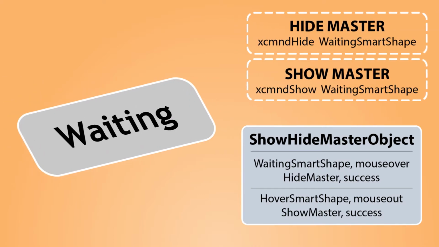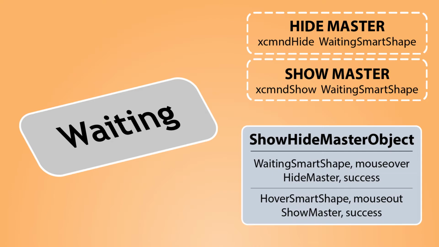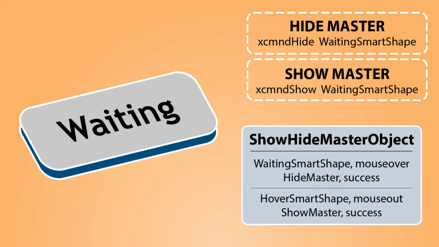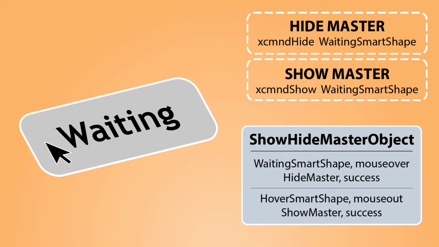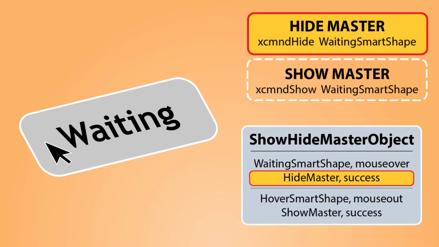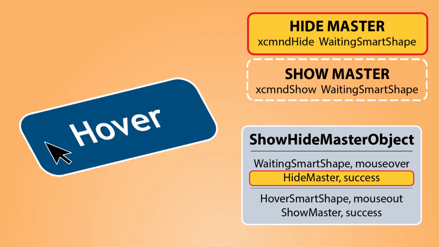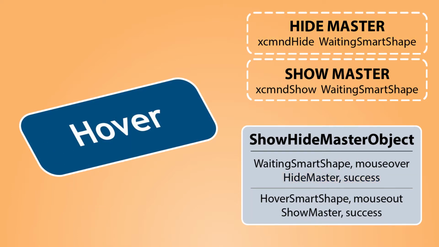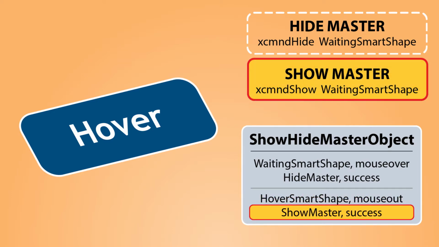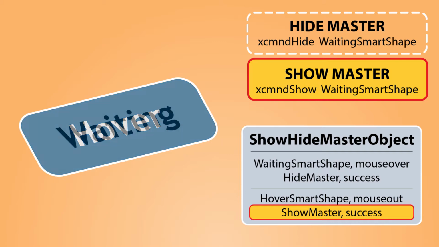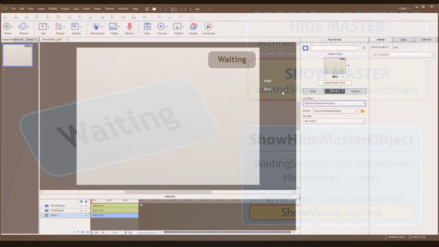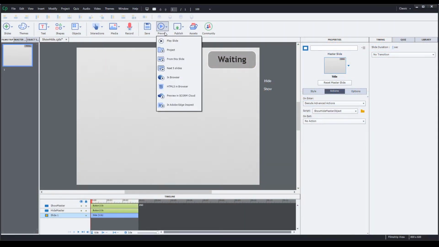Master buttons, and displays the smart shapes we set up on the master slide with the waiting smart shape above the hover smart shape. When the mouse moves over the waiting smart shape, the first line of the listener action detects that the mouse is over the waiting smart shape, so it executes the Hide Master button success action, which hides the waiting smart shape. When the mouse moves off of the hover smart shape, the second line of the listener action detects that the mouse has moved off the hover smart shape, so it executes the Show Master button success action, which shows the waiting smart shape again. Let's preview the project in HTML5 to see this in action.